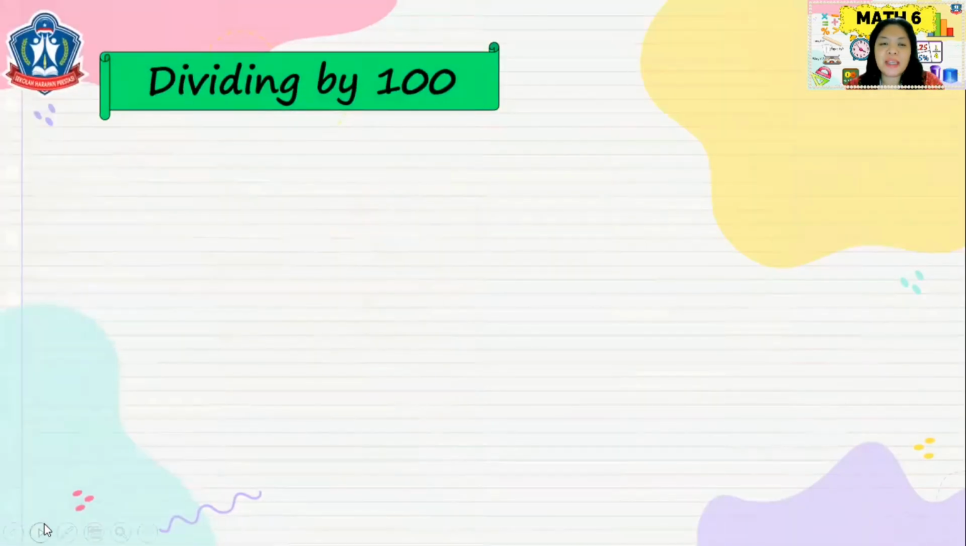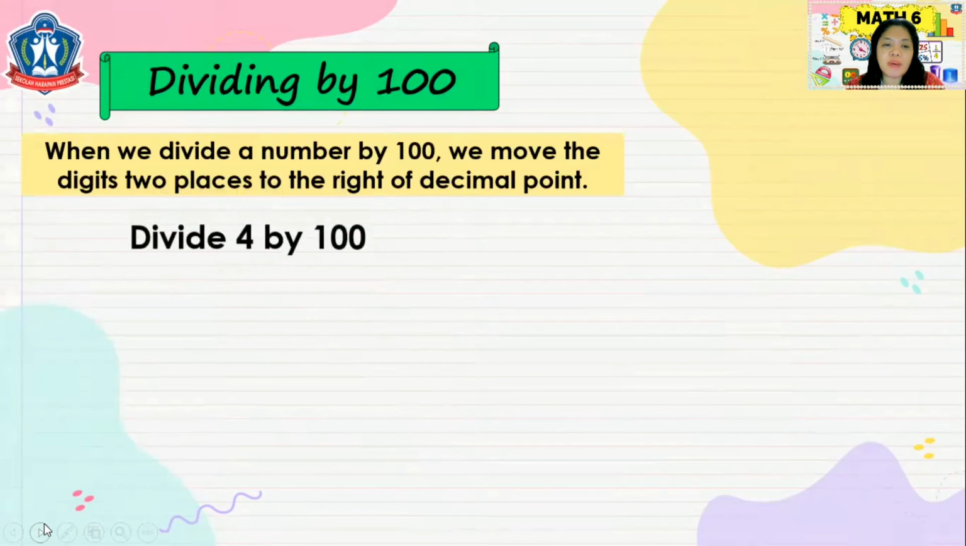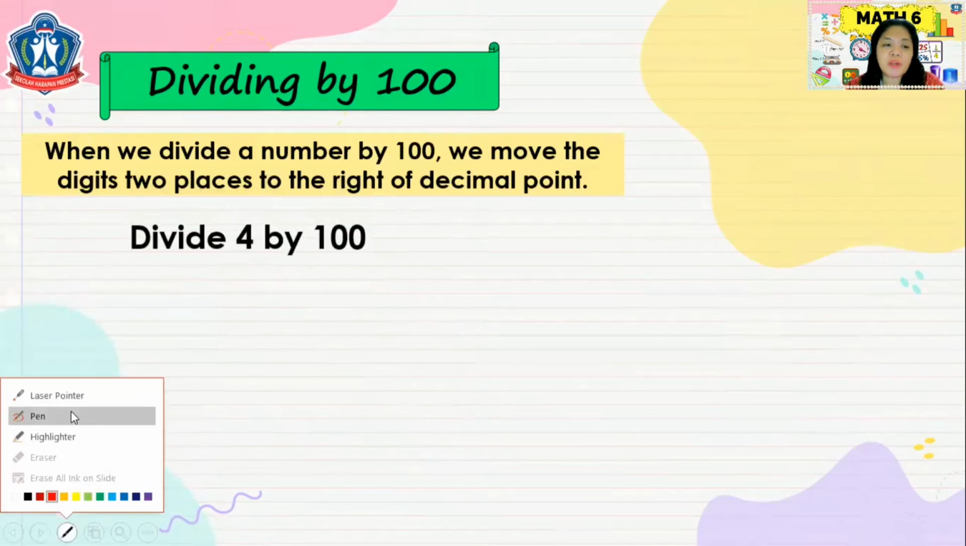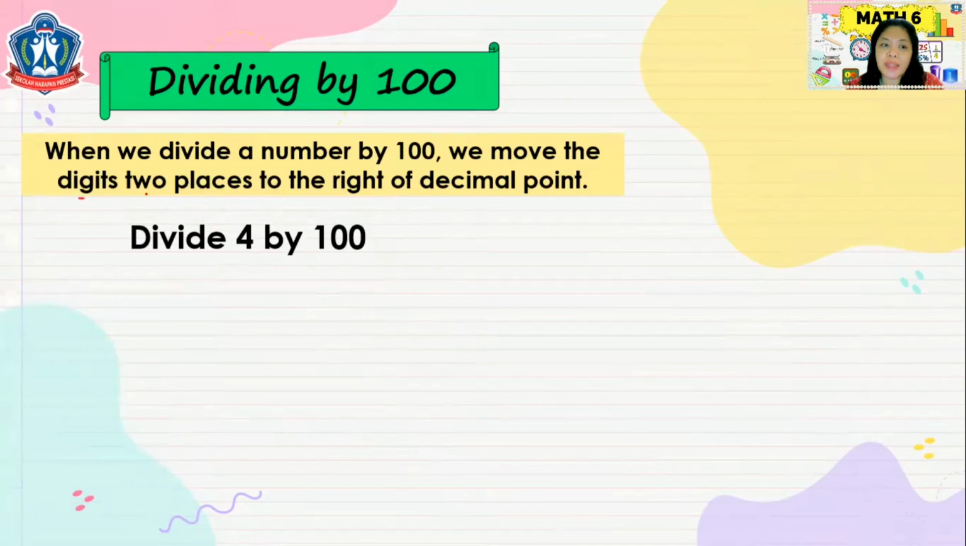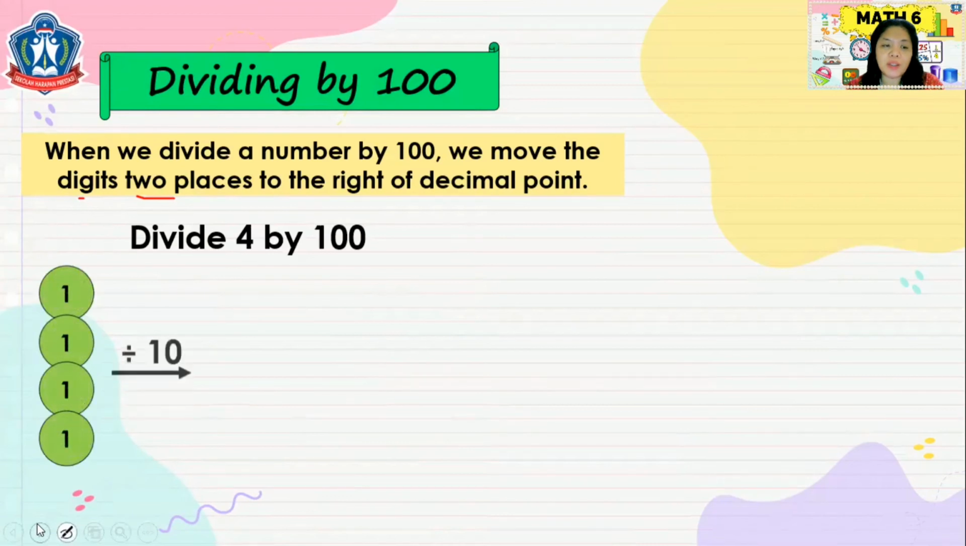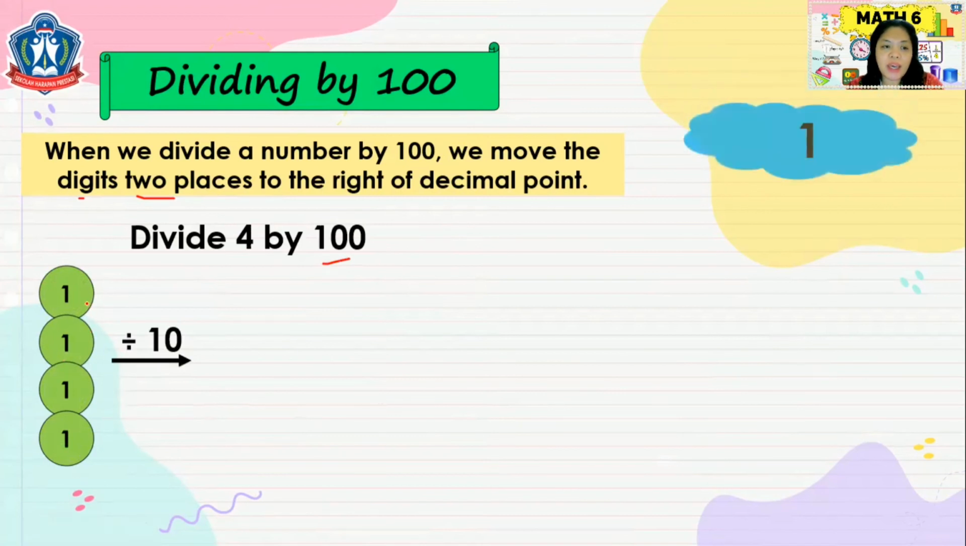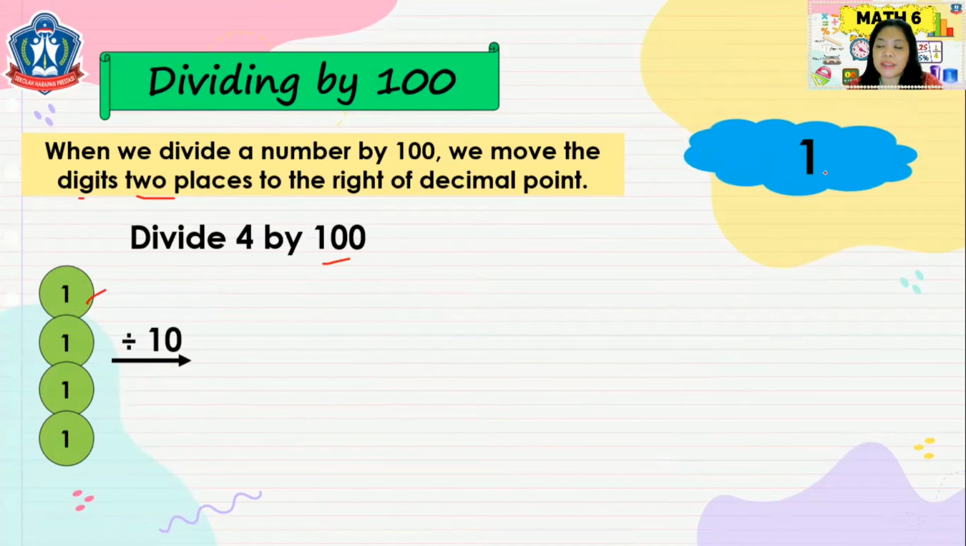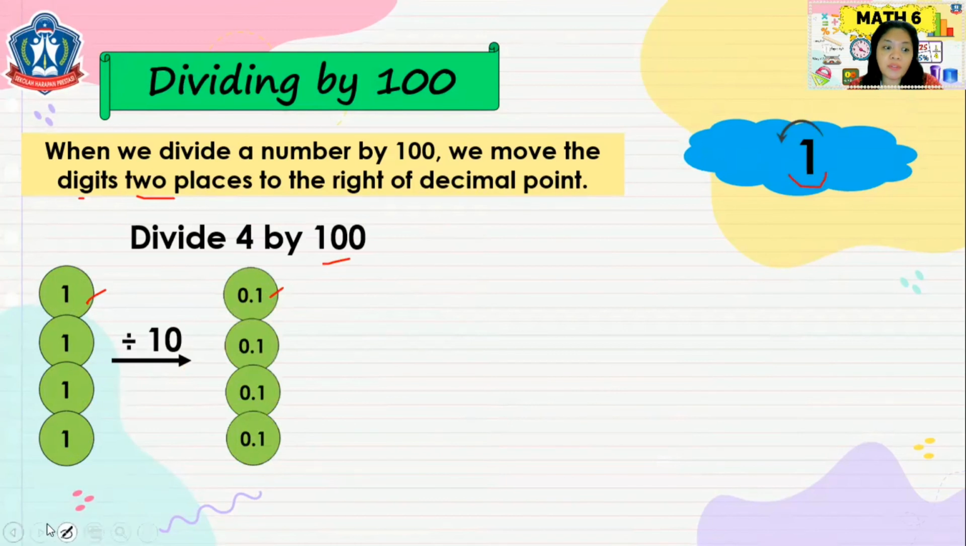So how about if we divide a number by 100? For example, we have 4 divided by 100. So children, when we divide a number by 100, we will move the digits 2 places to the right side of the decimal point. If we divide a number by 100, we can divide it by 10 2 times. So 4 divided by 10. Let's say we have 1, we divide it by 10. So we move the decimal point one place to the left. So that is equal to 0.1. So 4 divided by 10 is 0.4.